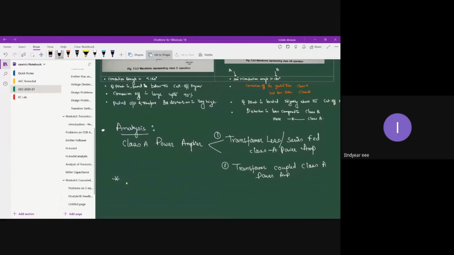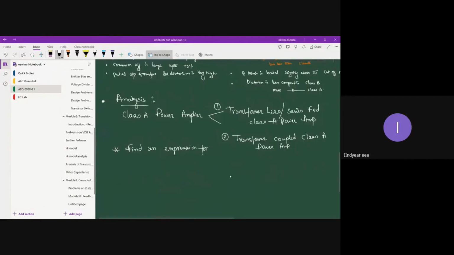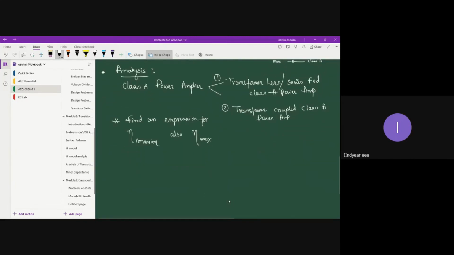So in the analysis, our main objective is to find an expression for conversion efficiency, that is eta conversion, and also an expression for maximum efficiency. What could be the maximum conversion efficiency under ideal conditions? Okay, so that's about your class A power amplifier.